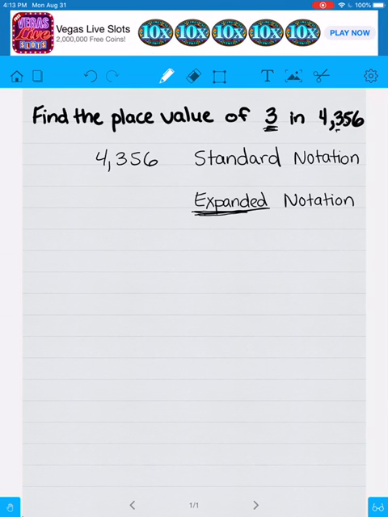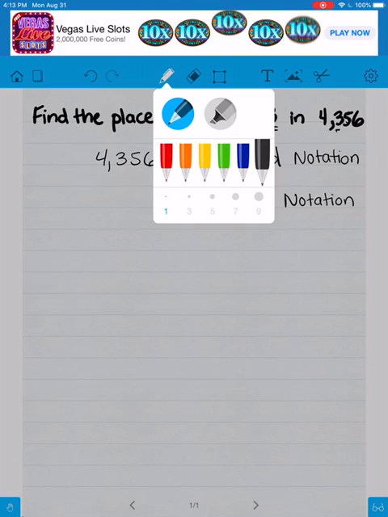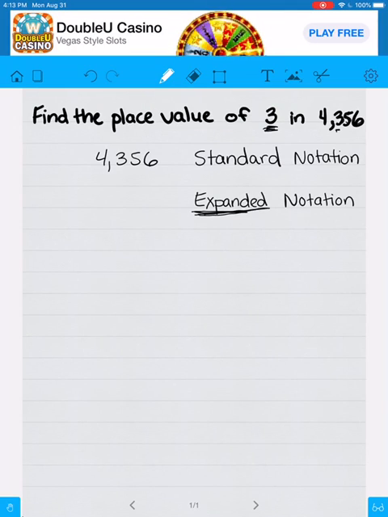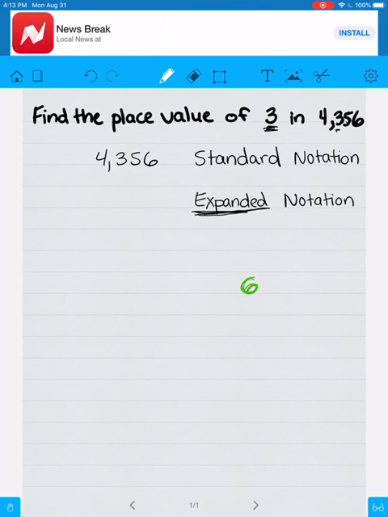So if I think about 4,356, I'm going to start with the ones. And I'm going to use different colors to do this. So in that number, I know I have 6 ones. And all that means is just 6 little pieces. Think about bubble gum. I have 6 pieces of bubble gum.